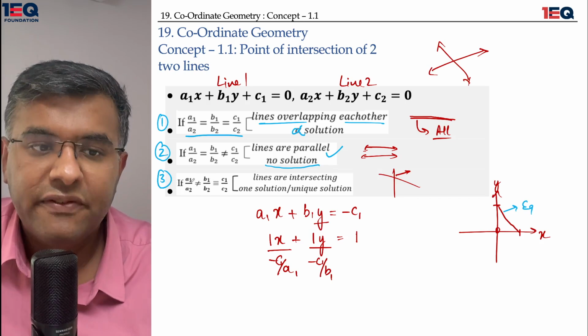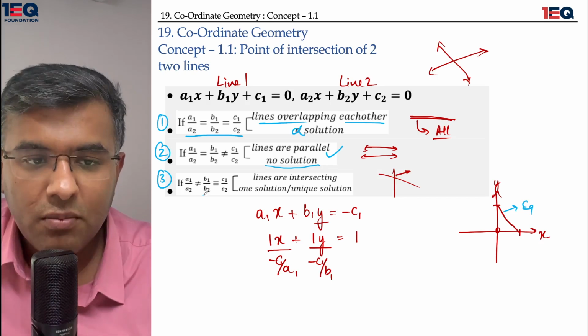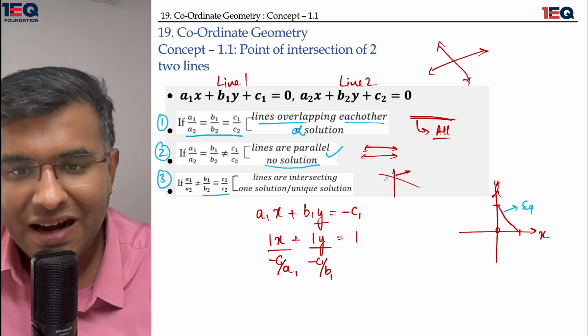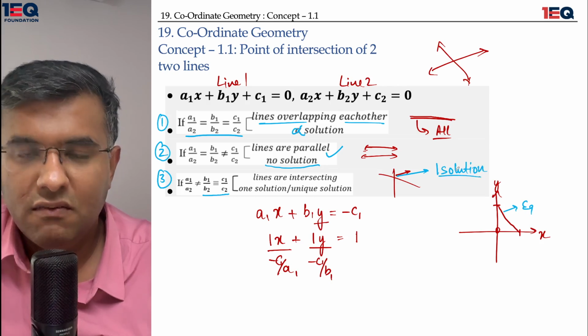And thirdly, if a1 upon a2 is not equal to b1 upon b2, but b1 upon b2 is equal to c1 upon c2, at that time we would have one solution. We would have one solution.